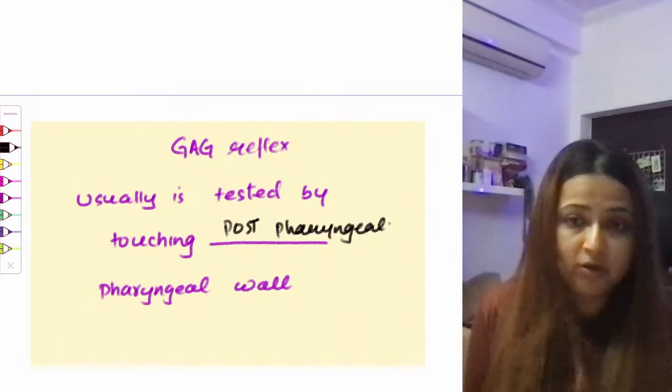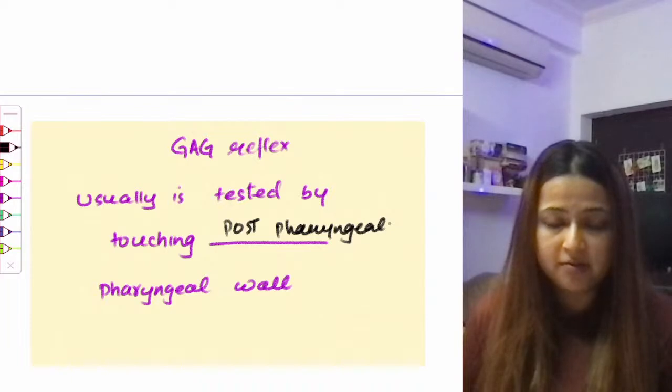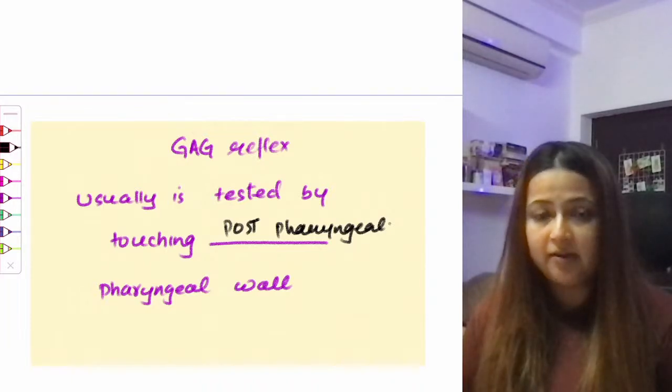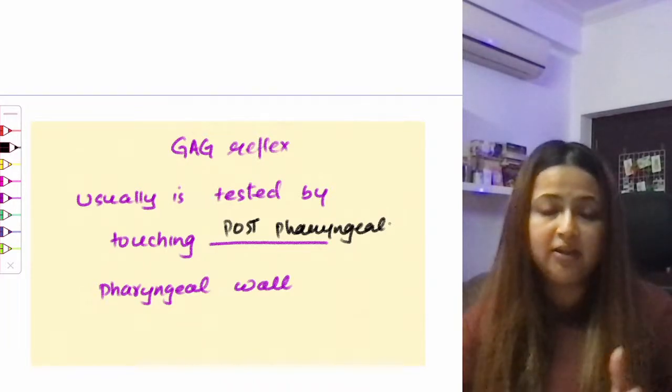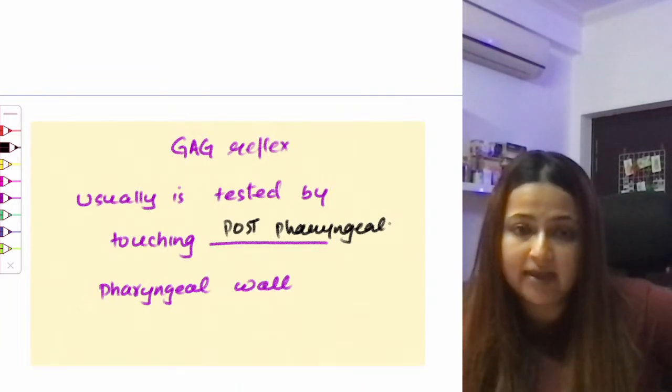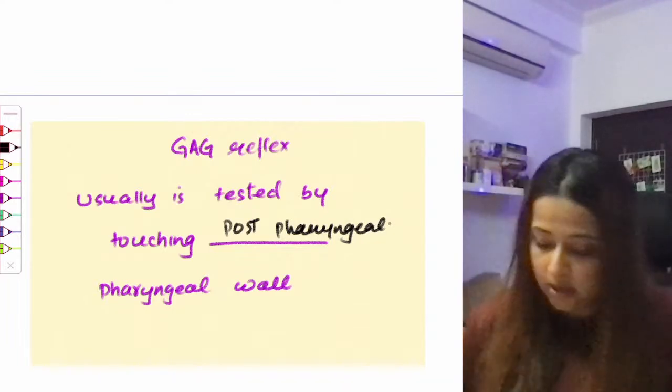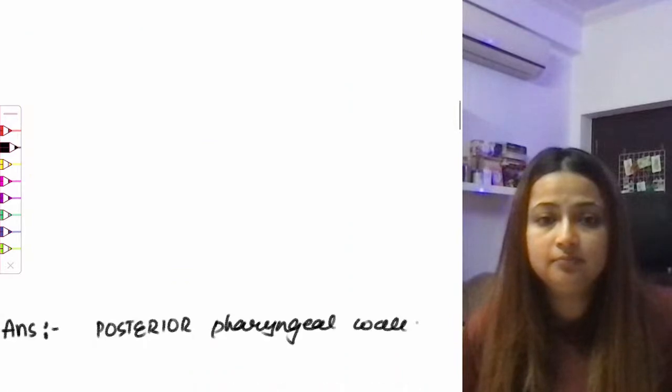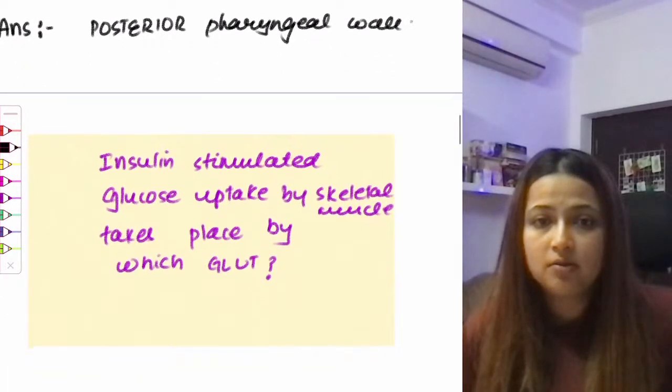And we have already talked about the afferent and the efferent limb for the gag reflex. Now, what you have to remember regarding gag reflex, apart from the limbs, is that most commonly you elicit the gag reflex by touching the posterior pharyngeal wall. All right. Now, moving on. So look at this question.